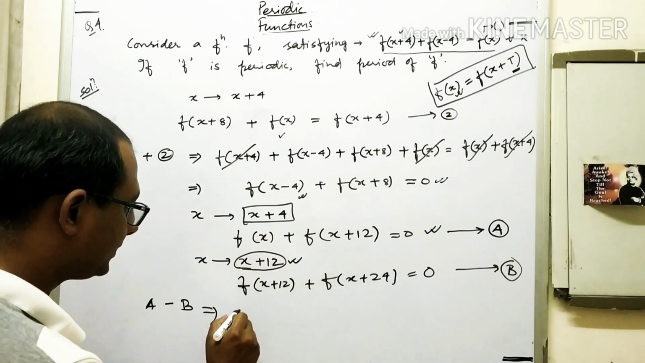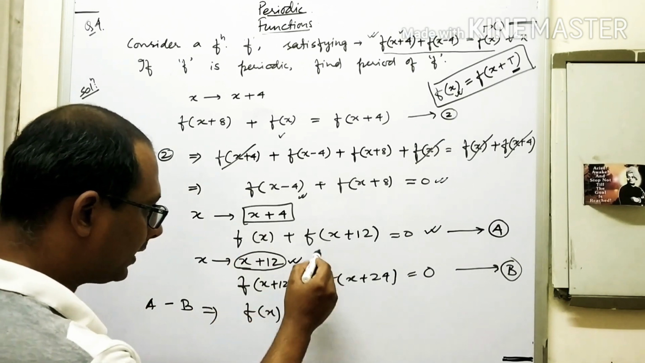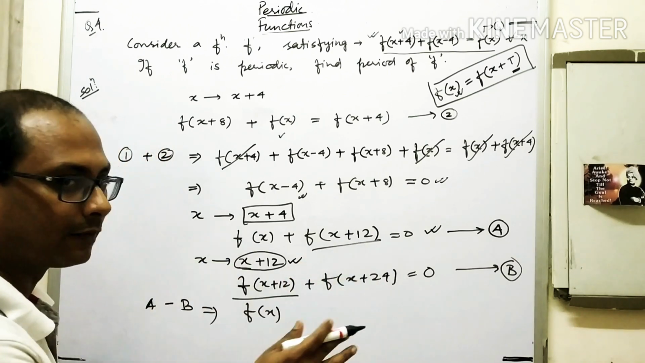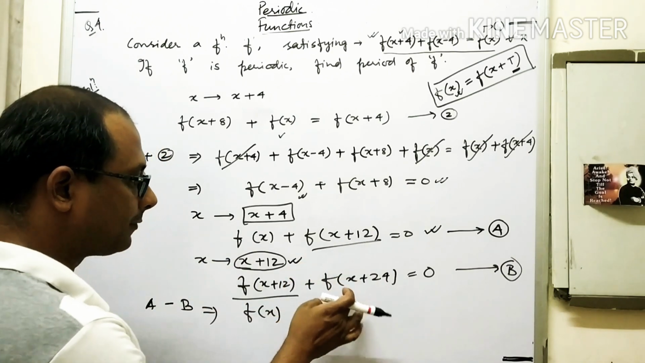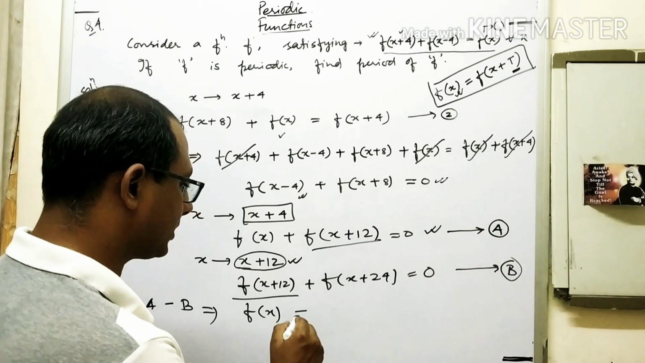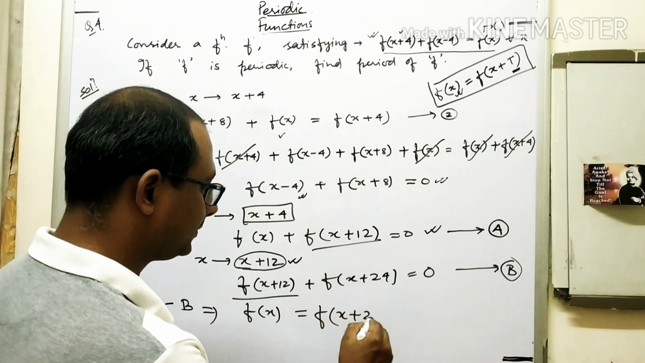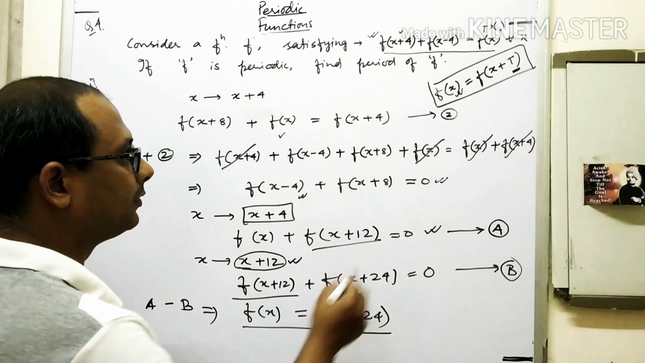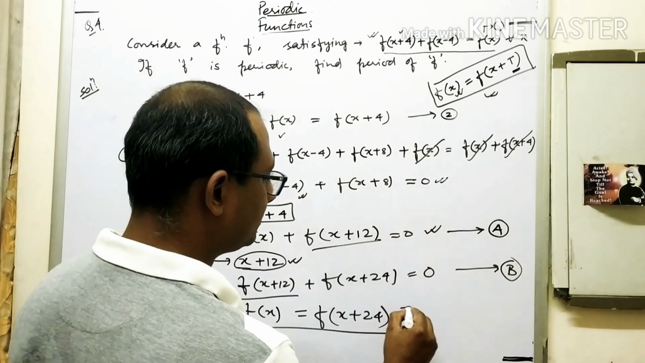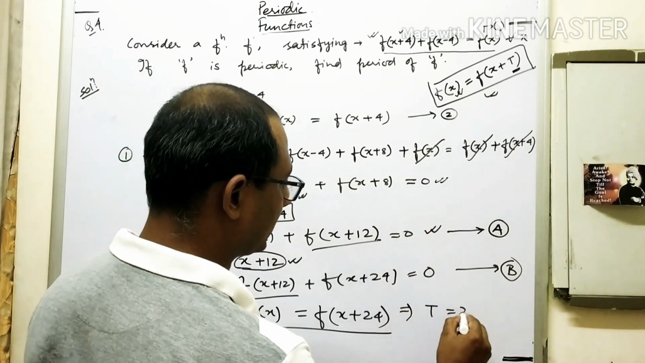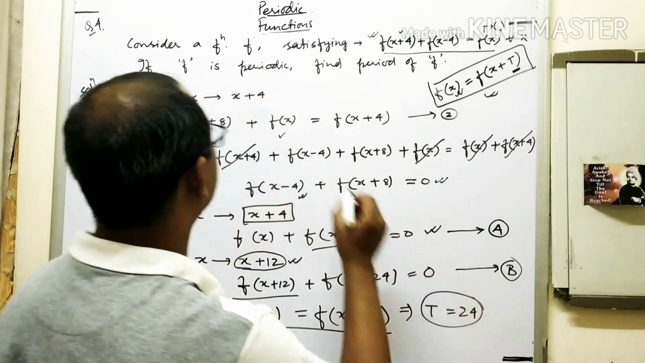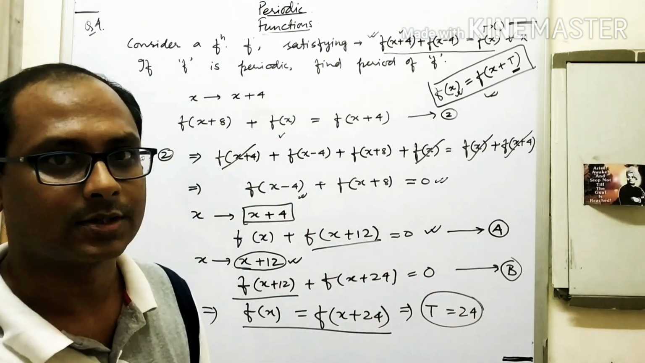So what I'll get, f of x plus 12 and f of x plus 12 gets eliminated. Minus f of x plus 24 equal to 0 means f of x equals f of x plus 24. And this is exactly what we are looking for. So T equal to 24, that is, the period of f is 24. That's the answer of this question.